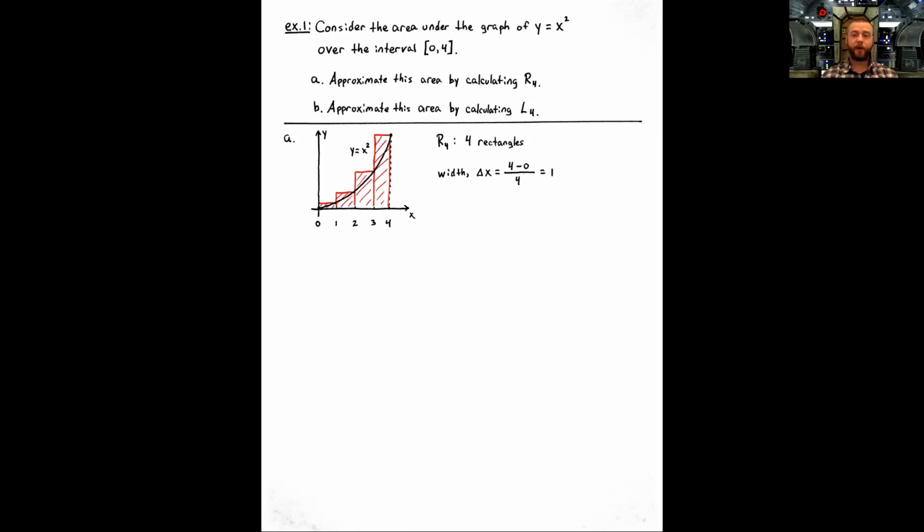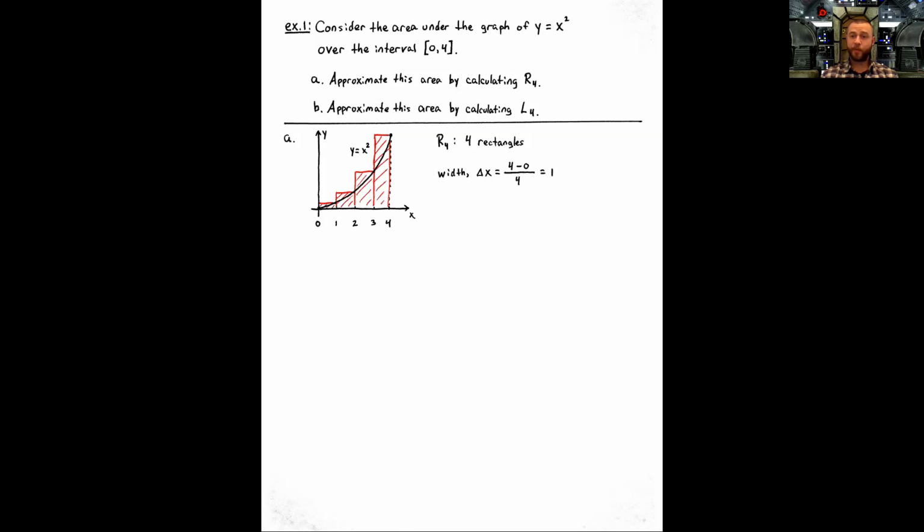Now, for part A, we use the right endpoints. We go to each subinterval, starting with 0 to 1. We go to the right endpoint and draw a rectangle up for the height that stops as soon as it hits the graph. At the right endpoint, x equals 1, we determine the height and then draw the rectangle to the left over that entire subinterval from 0 to 1.